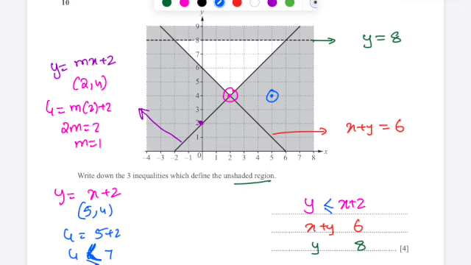Next, I am going to take this point for the other line. For the next line, x plus y, I am going to take (2, 2). So 2 plus 2 is 4, which is again less than or equal to 6. So this is also x plus y is less than or equal to 6. And obviously this part is nothing but what? y is greater than, only greater than, because it is a dashed line, so greater than 8. That's going to be the answer.